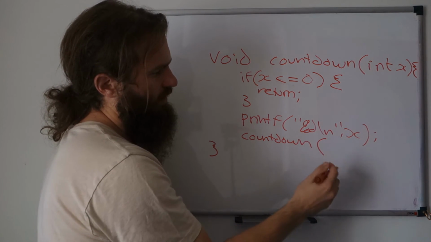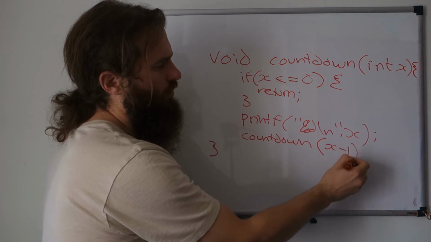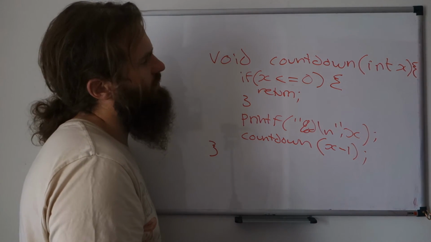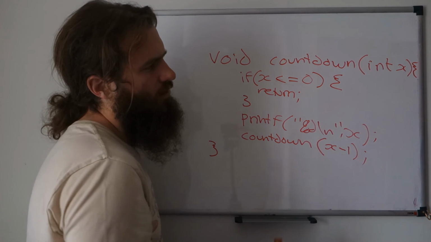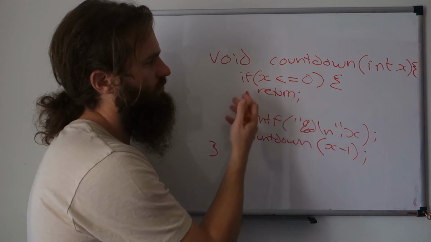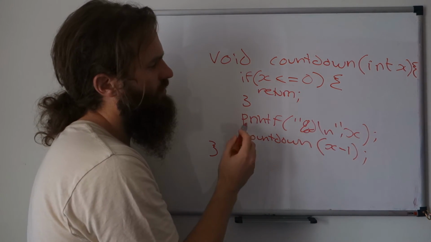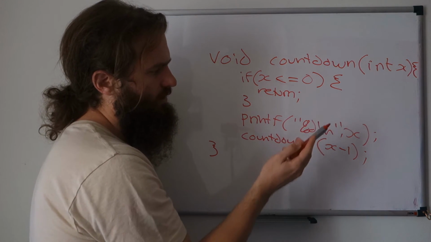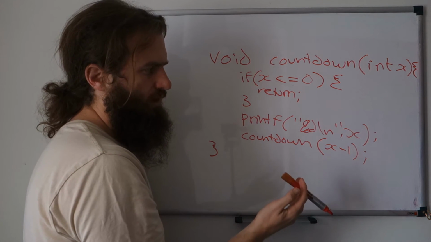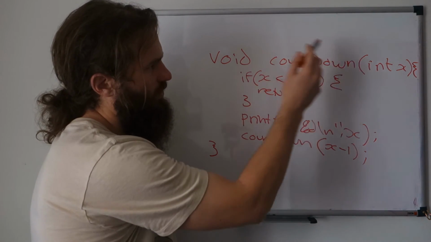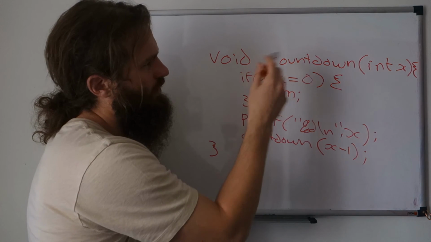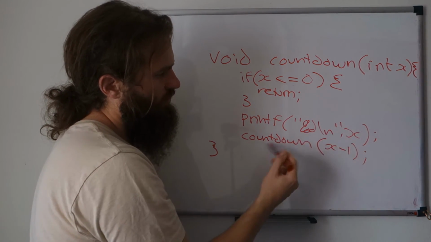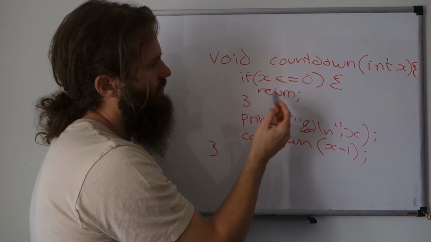But we're going to call countdown with x minus 1. So I wonder if you can see how this works. Say we call it with the number 10. Well, 10 is not less than or equal to 0, so we print out 10. And then we call this function again, but with the value 9, 10 minus 1. So then we print out 9. We keep doing this until we've printed out 1, then we call countdown with the value 0, and then we just stop.